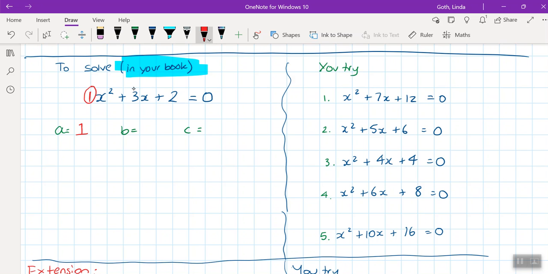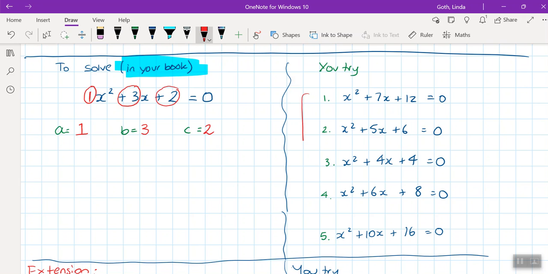B is going to be whatever is in front of the x term, but make sure you capture whether it's a positive or negative number. So in this case, b is equal to 3. C is going to be the number by itself, and again, make sure you capture whether it's a positive or a negative.